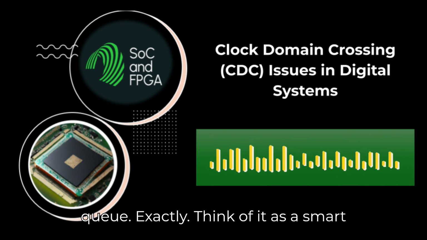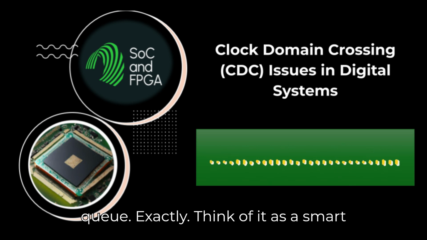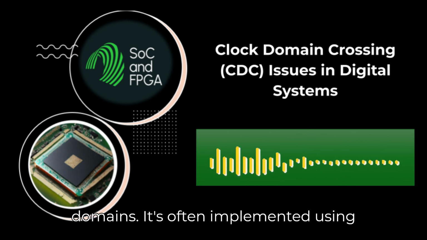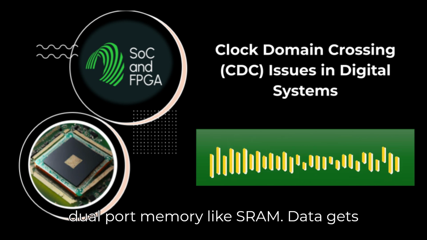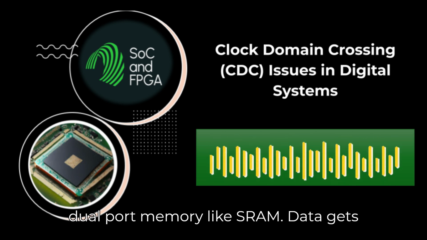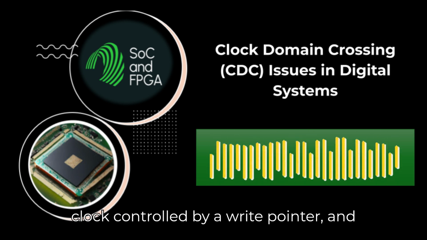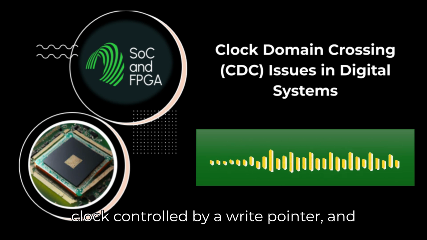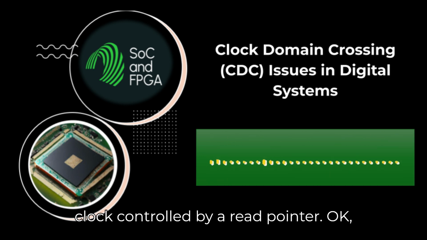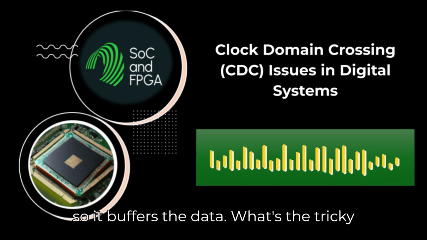FIFO is like a data queue. Exactly. Think of it as a smart data pipeline or buffer between the domains. It's often implemented using dual-port memory, like SRAM. Data gets written into the FIFO using the source clock, controlled by a write pointer, and it gets read out using the destination clock, controlled by a read pointer. Okay, so it buffers the data.